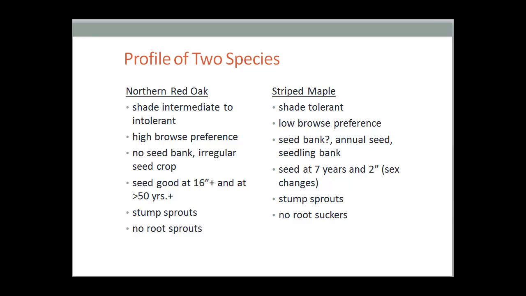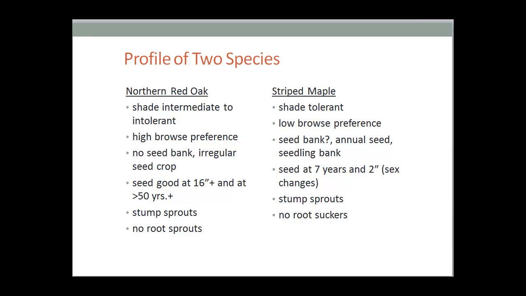So let's profile two of these species and think about them in the context of stress, in the context of competition for sunlight, and in the context of response to disturbance. We have northern red oak that tends to be relatively intolerant of shade. It's highly preferred by deer, so it has a high browse preference. It does not have a particularly strong ability to disperse or retain its seeds. The seeds don't start being produced until the trees are about 16 inches in diameter and the trees are about 50 years of age. It does have the ability to stump sprout. It will not root sprout.